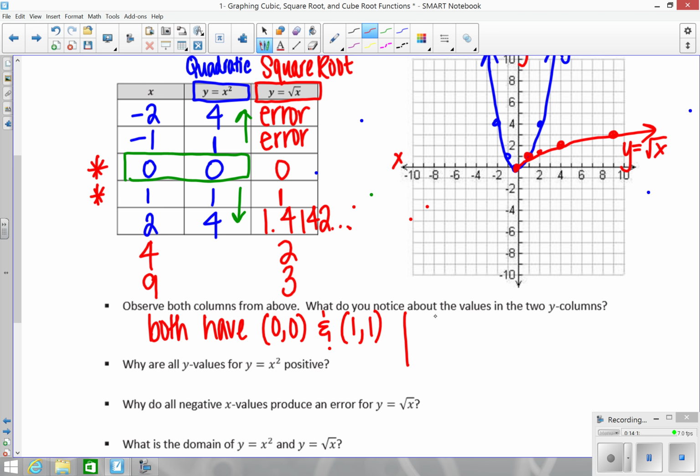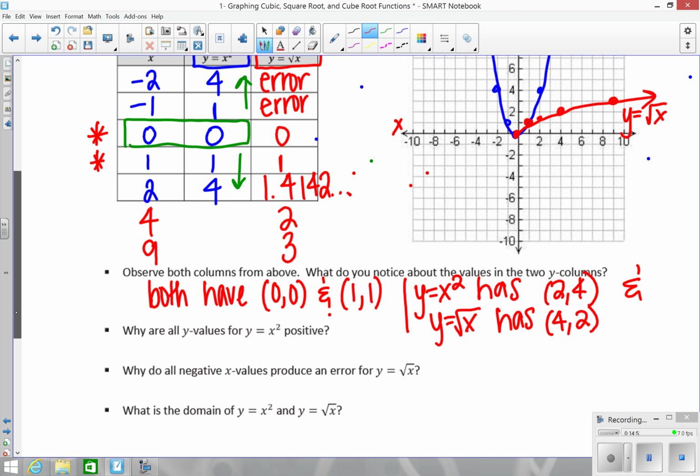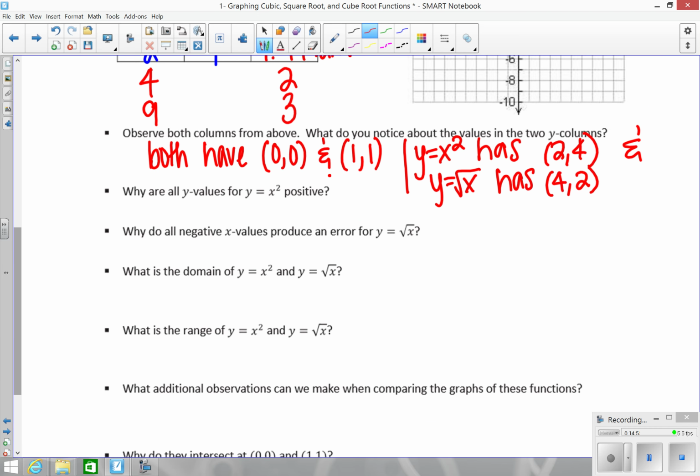So let's say y equals x squared has (2, 4). And y equals the square root of x has (4, 2) as a point. So they have the x's and y's switched because they're inverses of each other. And that's really why these are showing up twice, because when you square 0, you get 0. And if you square root 0, you get 0. If you square 1, you get 1. If you square root 1, you get 1. And I believe that was one of the questions down here further.